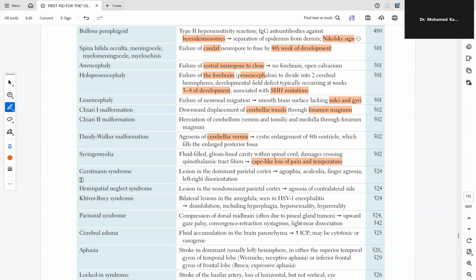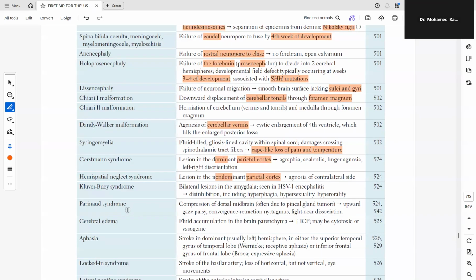Gerstmann syndrome, lesion in the dominant parietal cortex, leads to agraphia, acalculia, finger agnosia, left-right disorientation. Hemispatial neglect syndrome, lesion in the non-dominant parietal cortex. This is non-dominant. It leads to agnosia of the contralateral side.